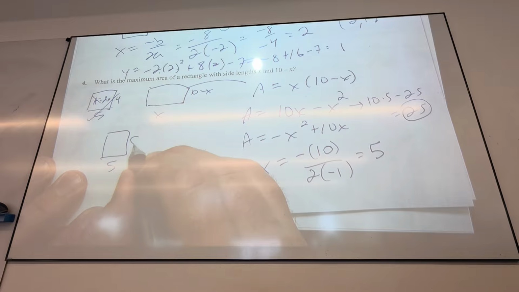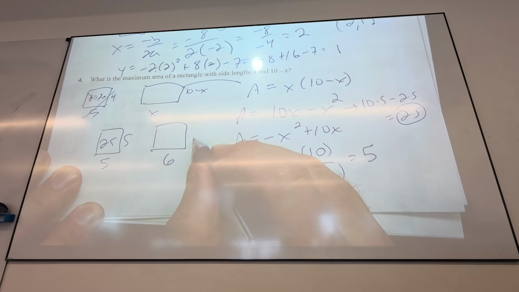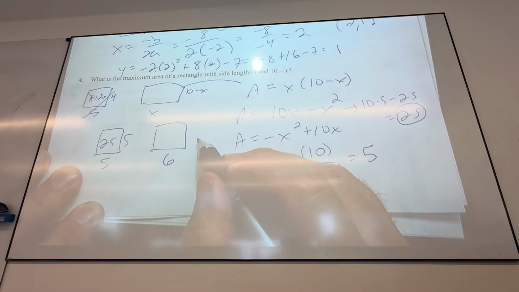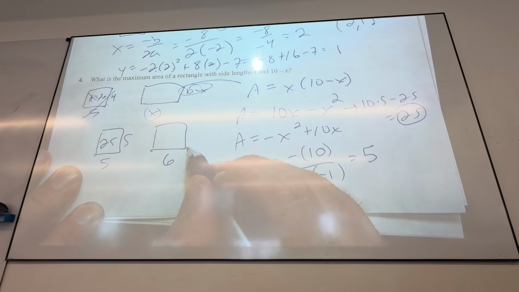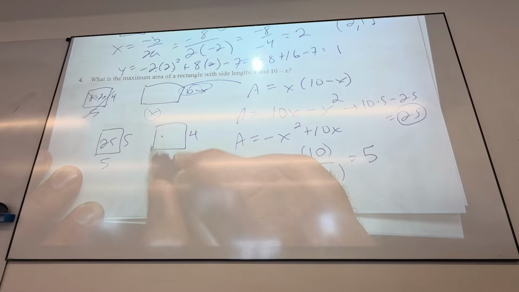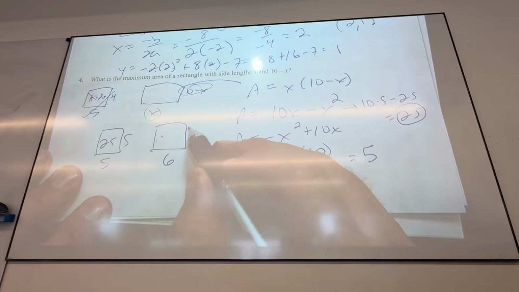So 5 by 5, area is 25. What if this side is 6? How long is this side then in this problem? This side is x, this is 10 minus x. If this is 6, this has to be 4. What's the area? 24, right?